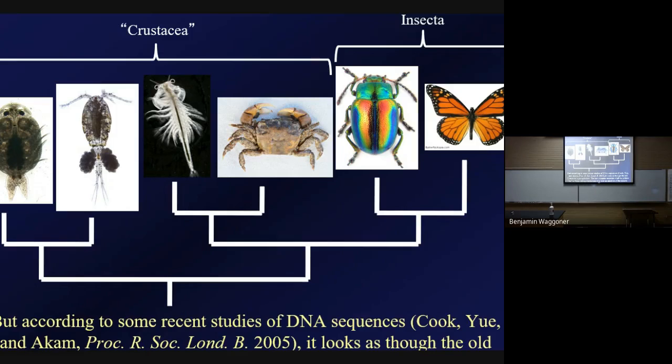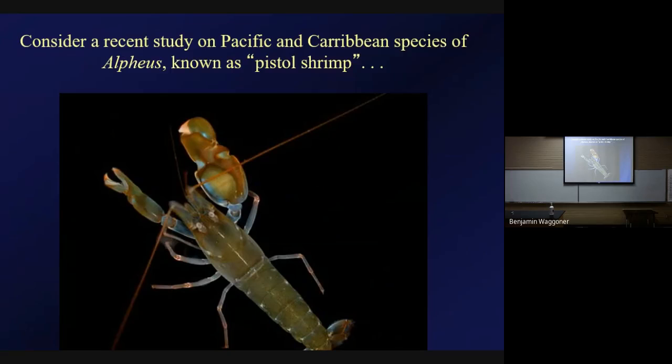Okay, I started with the Isthmus of Panama. Let's get back to it. There was a study about 10 years ago on Pacific and Caribbean species of crustaceans in the genus Alpheus, known as the pistol shrimp. Pistol shrimp are incredibly cool. Look at that big claw.